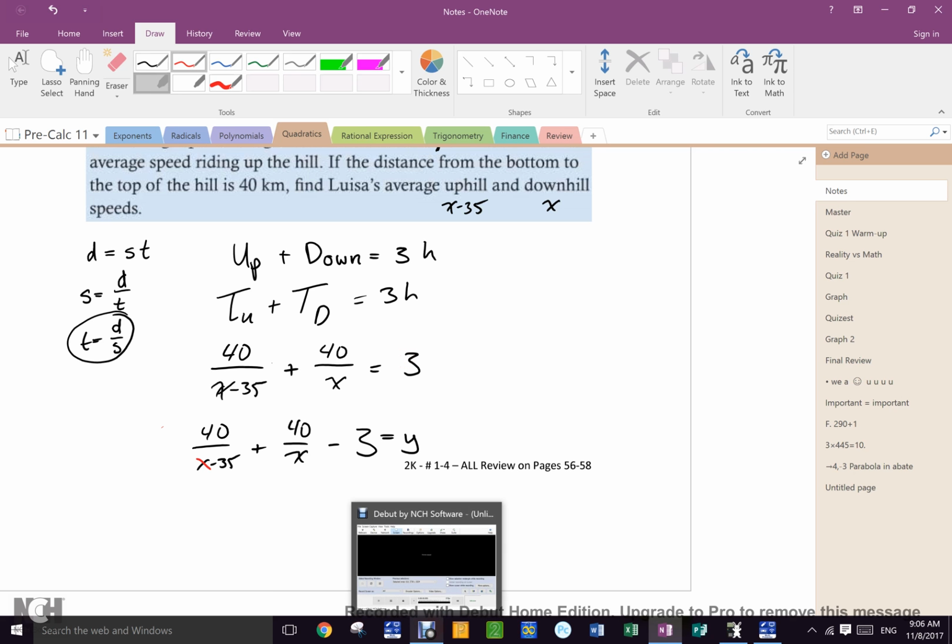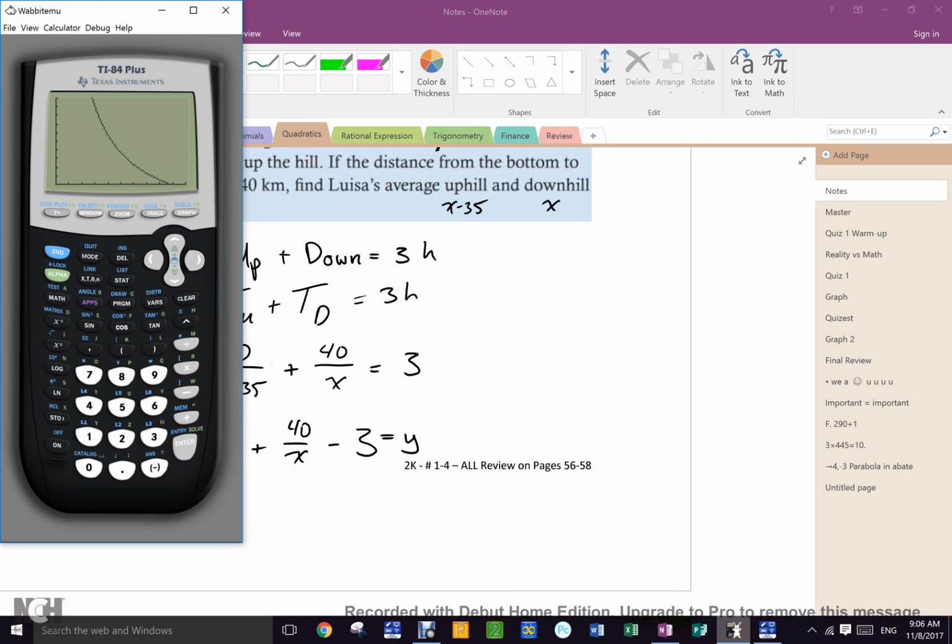So let's have a look at that calculator again and see what happens. Let's look at what we entered. 40 divided by x minus 35, plus 40 divided by x, minus 3. That should work, shouldn't it? Shouldn't it work?